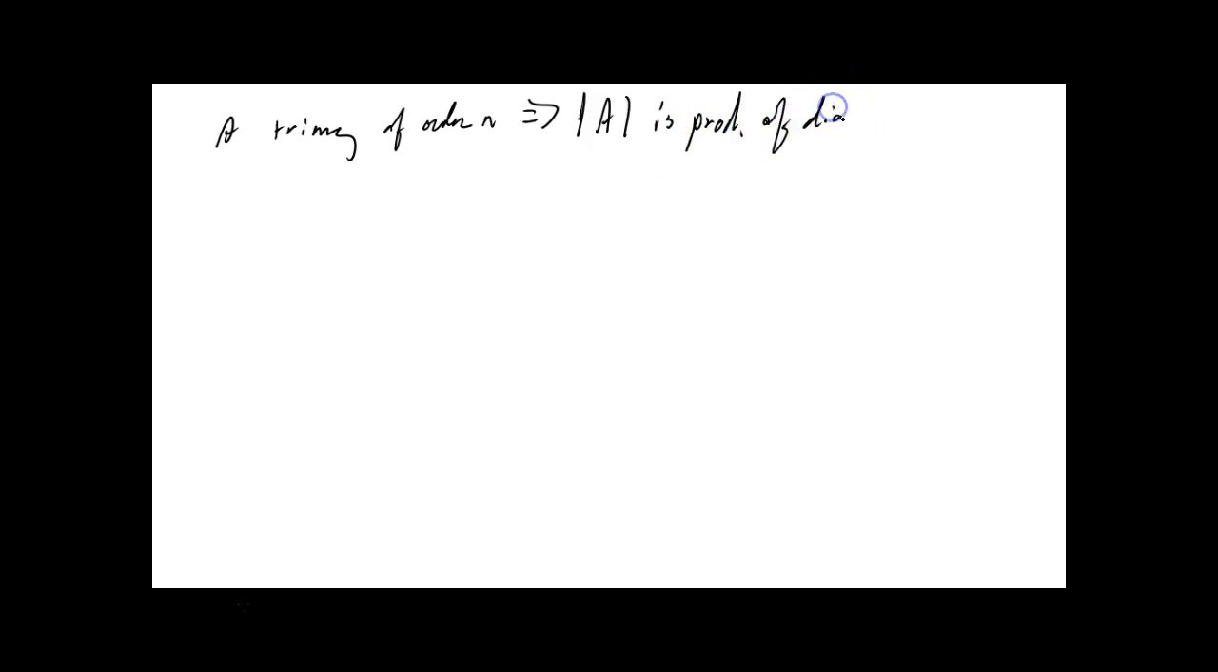So here's theorem 3.2. If A is a triangular matrix, doesn't say which kind, upper or lower, it doesn't matter, of order n, meaning an n by n square matrix, then its determinant is the product of the diagonal entries, period. Nothing else. Okay? The main diagonal.